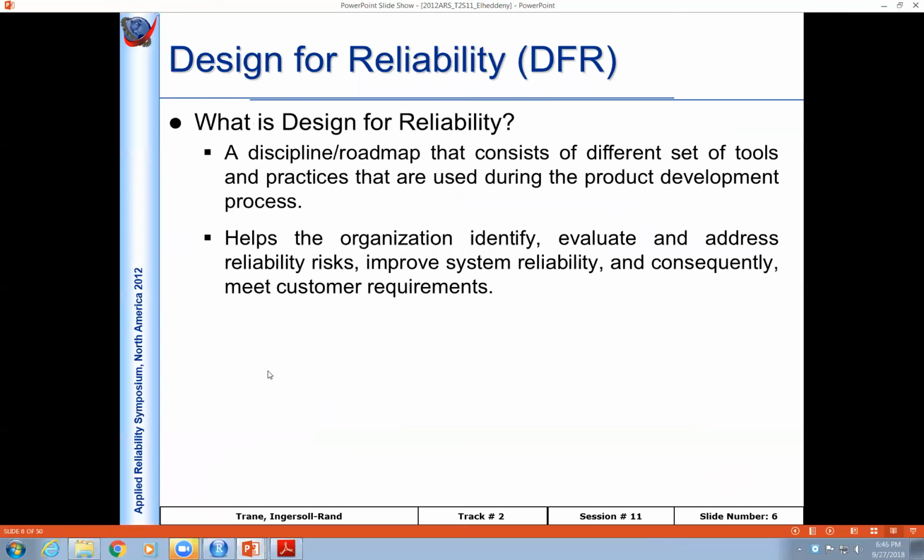So what is design for reliability? I think about it like Design for Six Sigma or Six Sigma. It's a roadmap with different tools in the toolbox. You start thinking about how you can use these tools to capture risks, define opportunities, and make sure that you meet reliability requirements or exceed them based on preset criteria. Basically, that's what it is. It's just a roadmap for us to start thinking about what we can do to improve the reliability of a system. It can help us evaluate and prioritize risks and so on and so forth.